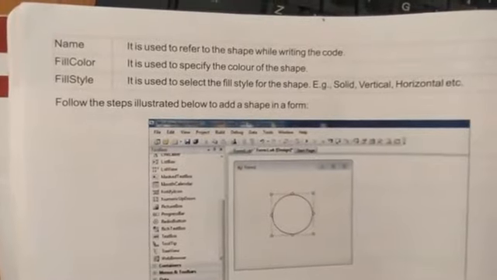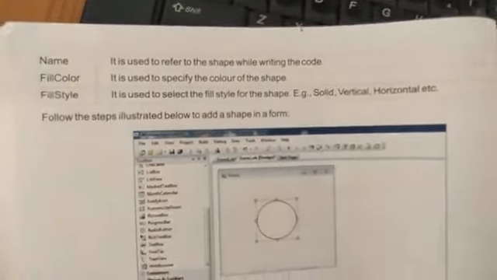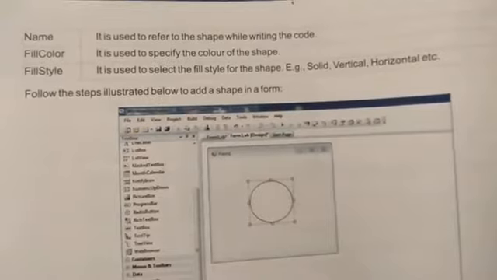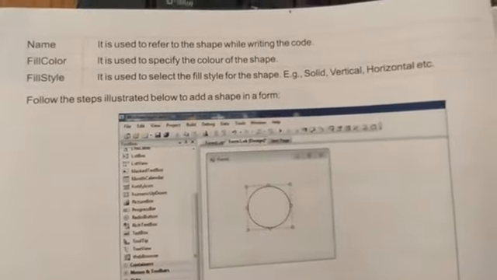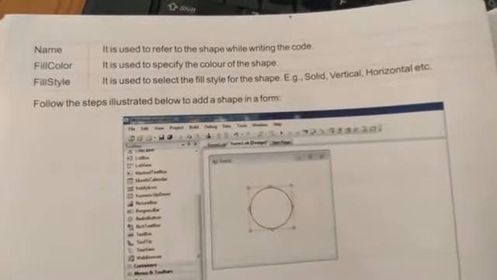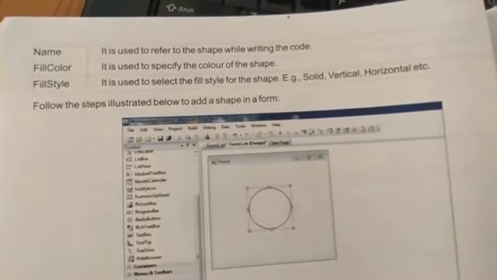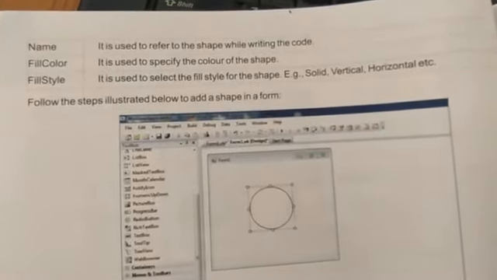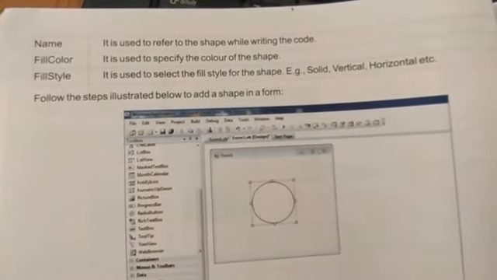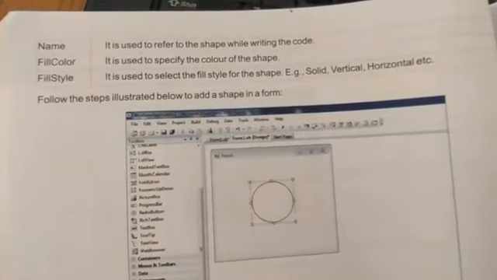Okay, and after selecting any shape, you can see the main properties in the properties window. You have to set only these three key properties for a shape. That is name, so you can define the name that is used in the coding part. You can define the name for your shape. And there is a fill color. If you want to specify the color of a shape, then you can use this property. And fill style is used to select the fill style of the shape, like solid, vertical, horizontal.